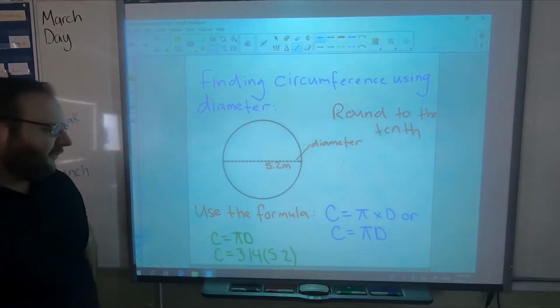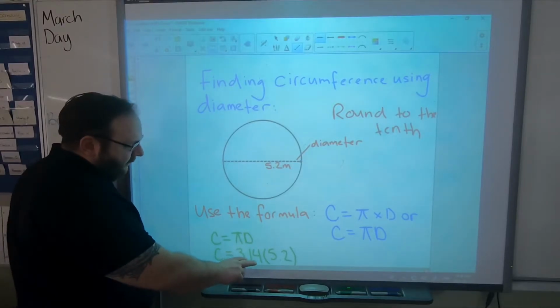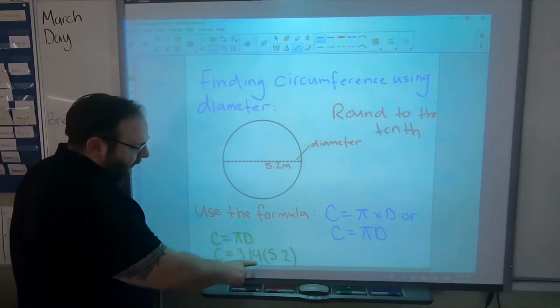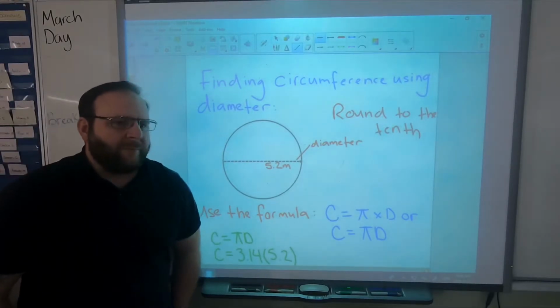So in this case, we can just fill in the blanks. If circumference equals pi times diameter, circumference is, we don't know it yet, but pi is 3.14 and the diameter is 5.2. So we just need to multiply 3.14 by 5.2.